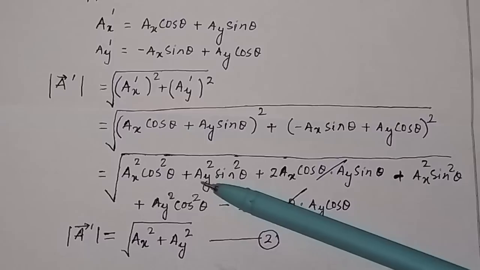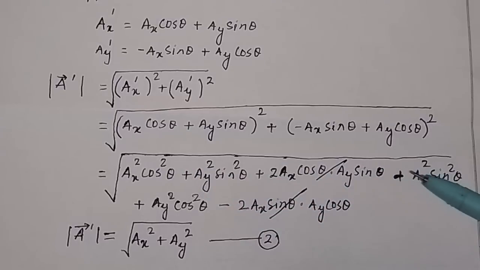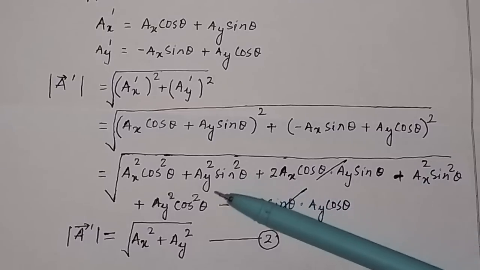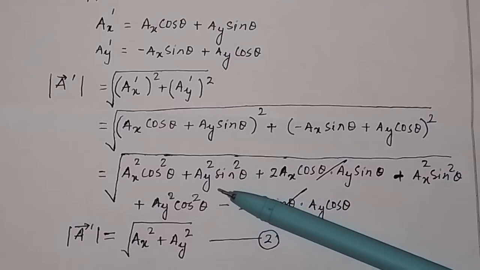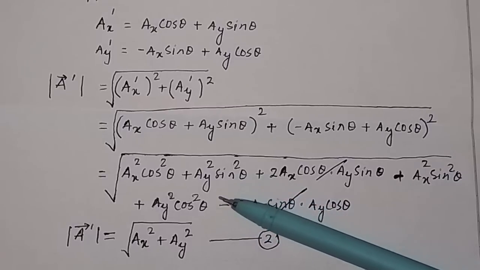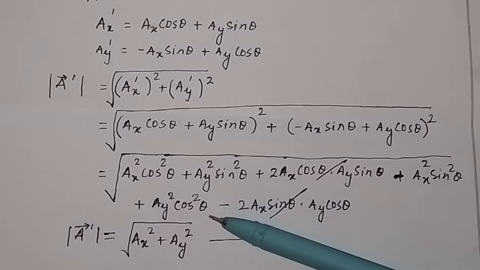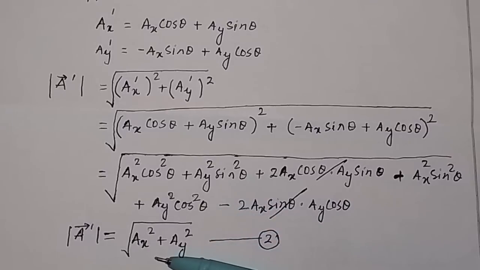And if you take ax square common from these terms, in the bracket you have sin square theta plus cos square theta, which is equal to 1. Similarly, from these two terms, if you take ay square common, in the bracket you have sin square theta plus cos square theta, which is equal to 1. So the result will be the square root of ax square plus ay square.